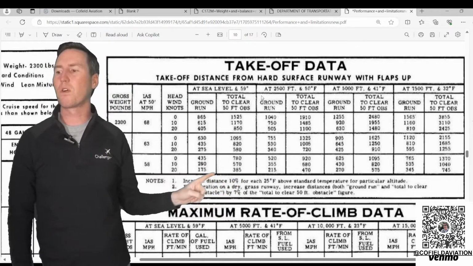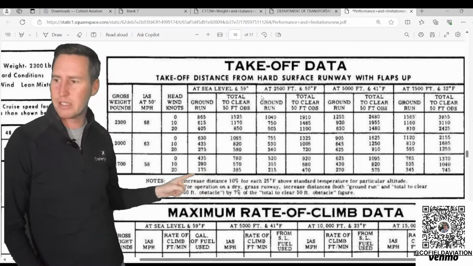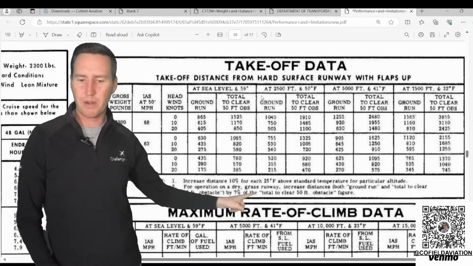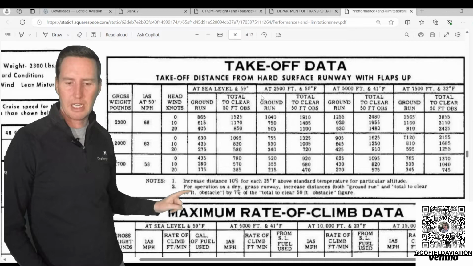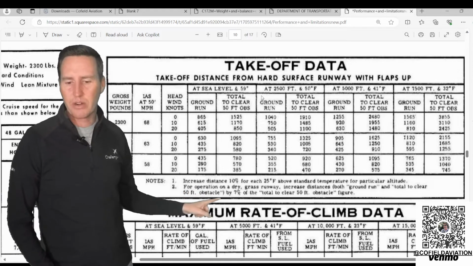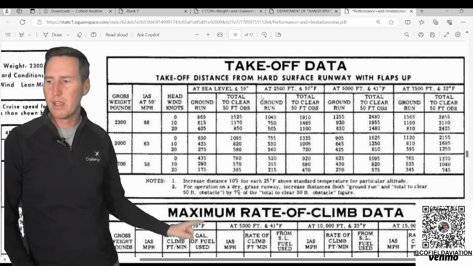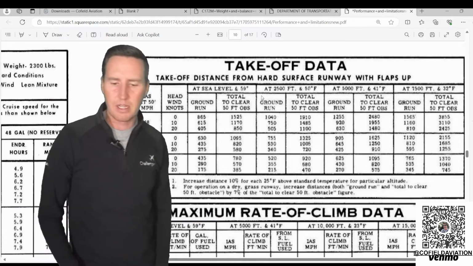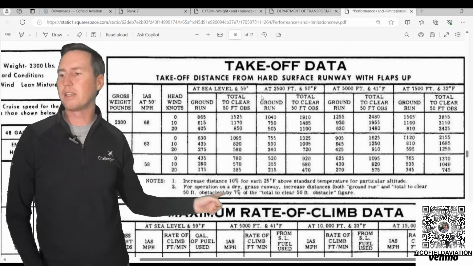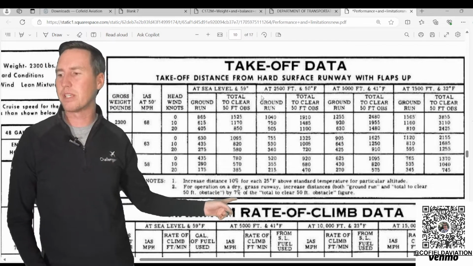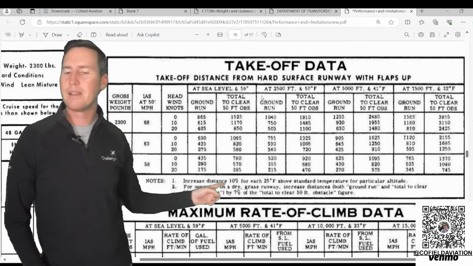Always read the notes for your AFM and your performance data. So it says increase distance 10% for each 25 degrees above standard temperature for a particular altitude. For operation on a dry grass runway, increase distance, both the ground run and total to clear 50-foot obstacle, by 7% of the total to clear 50-foot obstacle figure. So basically, if we're operating on dry grass, we're going to add 7%. And then for each 25 degrees above standard temperature, we're going to add 10%.